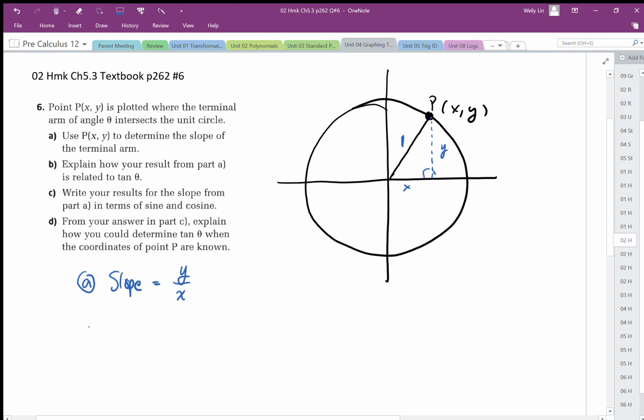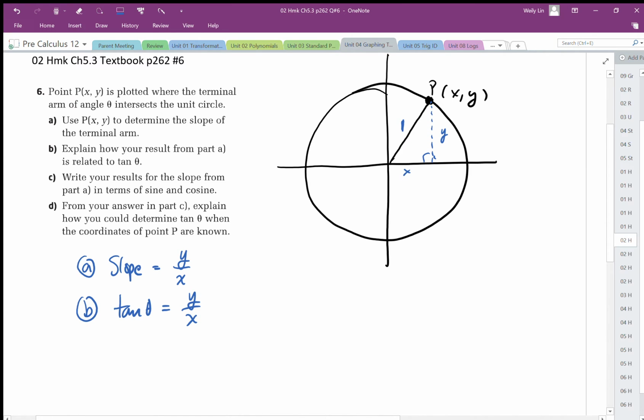And for part B, how do we get the tan theta? Well, tan theta is slope. So we can say tan theta is y over x. Now, I've generalized this for quadrant 1, but this is true for all quadrants.